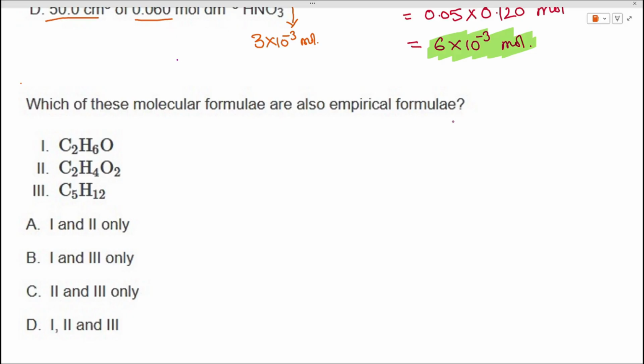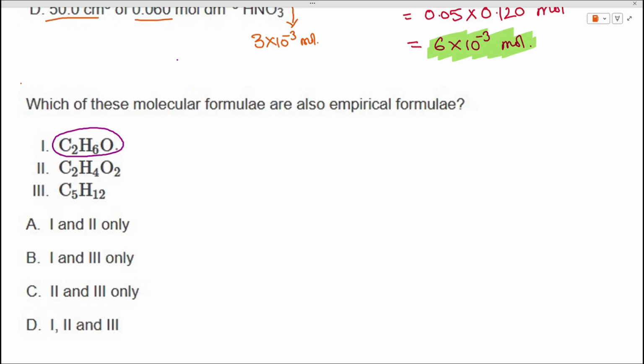For this specific question, it says which of these molecular formulae are also the empirical formulae. The difference between the empirical and the molecular formula is that the empirical formula is the simplest whole number ratio of the atoms, and the molecular formula is the exact formula. So this one, if it is a molecular formula, its empirical formula is going to be the same because it's already reduced.